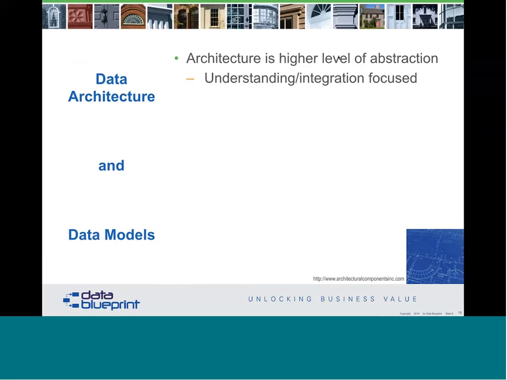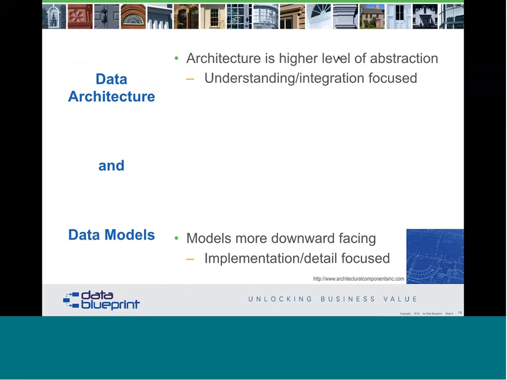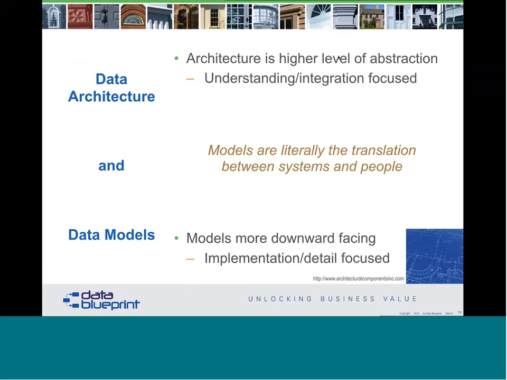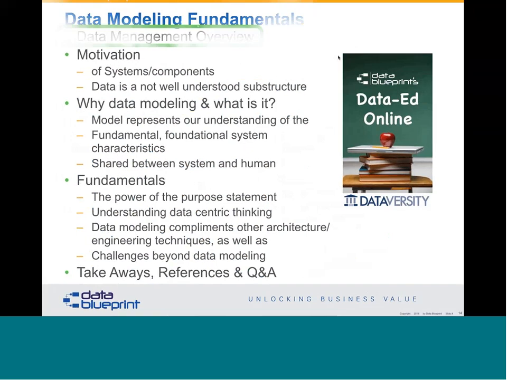Architecture and models kind of meet in the middle. Architecture gives you this high level of abstraction where your understanding and the integration is all focused. The models are more downward-facing, where they're talking about specific implementation details, and models are literally the translation between systems and people, as well as between architecture and implementation. So that's a very good spot for all of these things to come forward and come together.